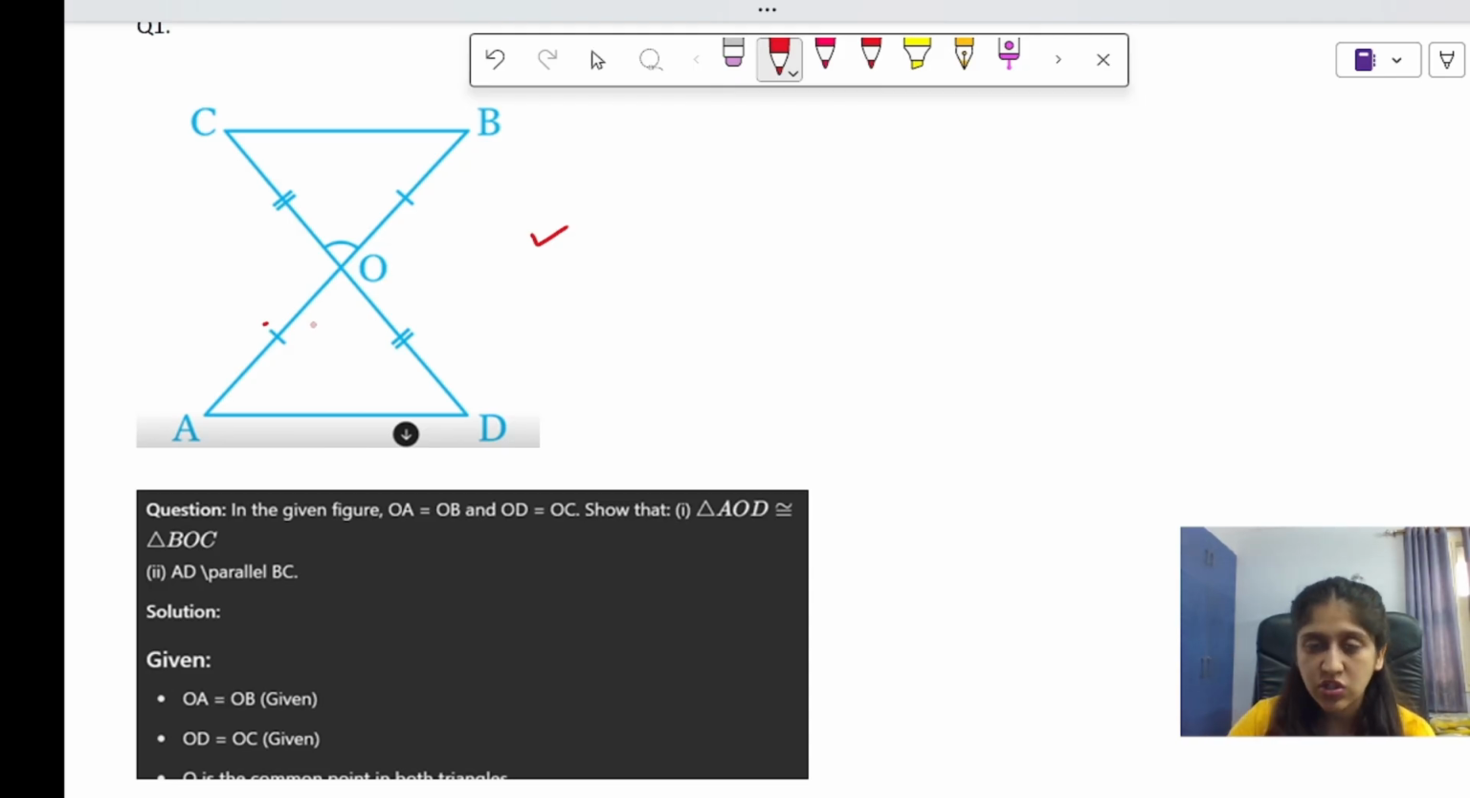Now let's just read the question. All right. So in the diagram, we are given OA equal to OB. Okay, so OA, this angle is equal to this. I hope this is visible. Okay, OD is equal to OC. So this is also given. All right. And we have to show that AOD triangle, that means this triangle, the lower triangle, is congruent. I hope you recognize this symbol. Yes, this symbol is a congruency symbol. So AOD is congruent to BOC. We have to prove this.